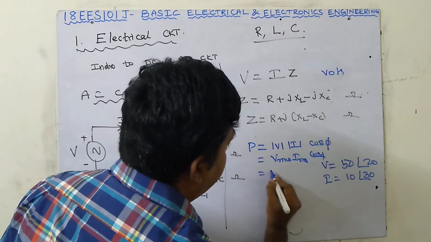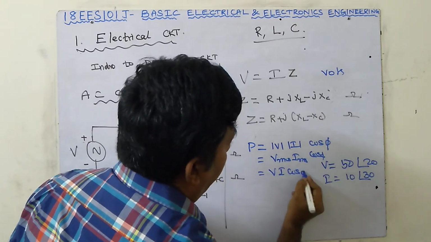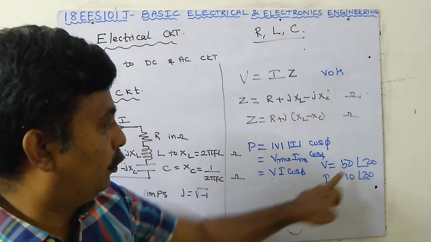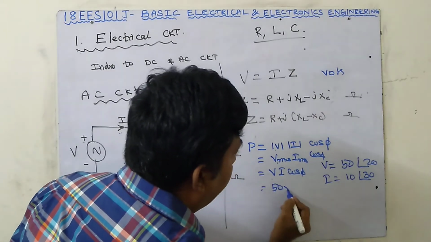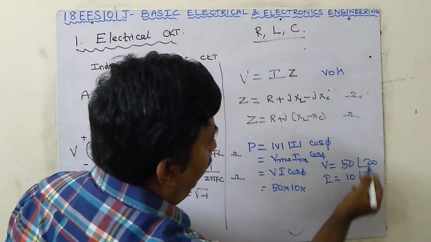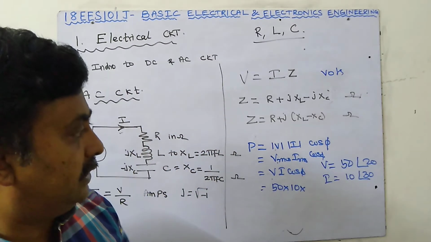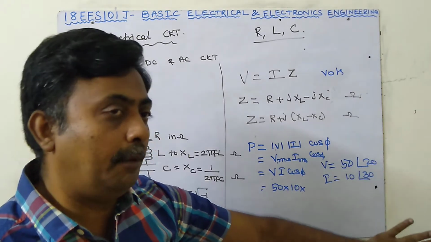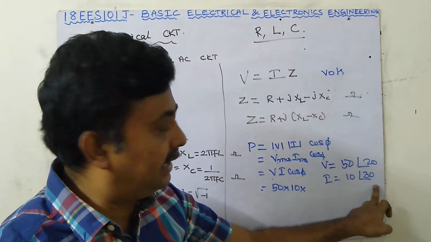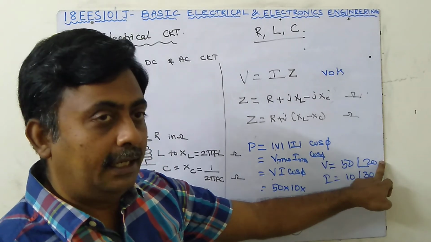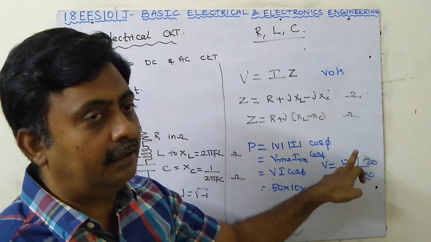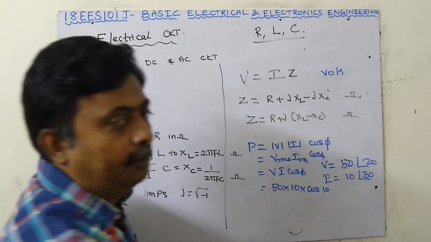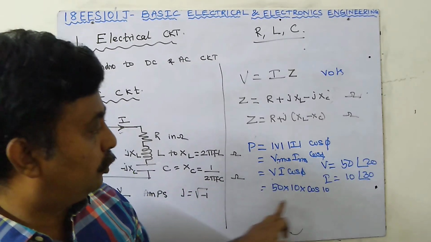Simply, they will mention it as VI cos phi, where V means VRMS or the magnitude of V. All are the same. So here the value is 50 into 10 current into cos phi, where phi is the angle between voltage and current. The angle is either minus 10 or plus 10, because 20 minus 30 is minus 10, and 30 minus 20 is plus 10. But cos of minus theta equals cos of plus theta, so both are the same, because I need only the difference. So this is the power.